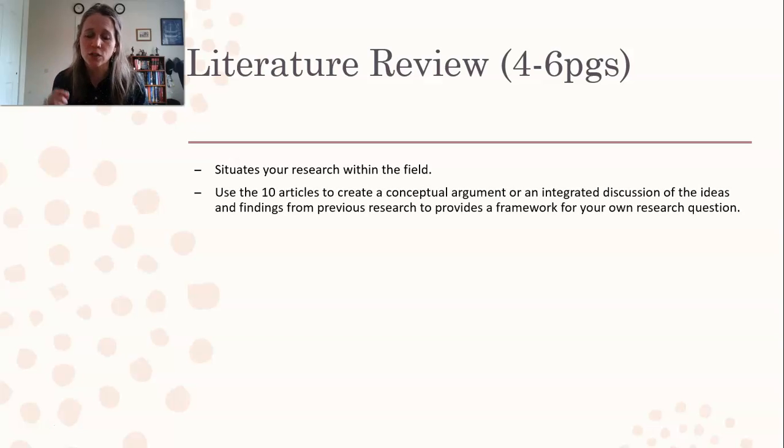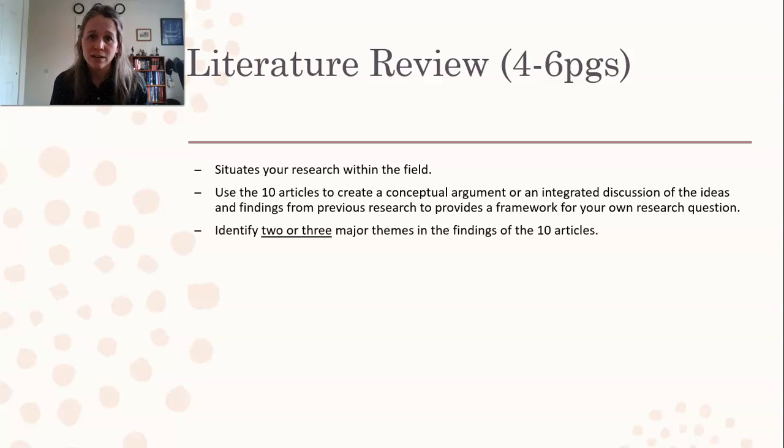You use the 10 articles that you found, and maybe you found more, and maybe you found replacement ones if I said there were some that didn't work out, to create a conceptual argument or an integrated discussion of the ideas and findings from previous research to provide a framework for your own research question. You should identify either 2 or 3 major themes from these 10 articles. What are their findings about? And then you organize your literature review around these themes.